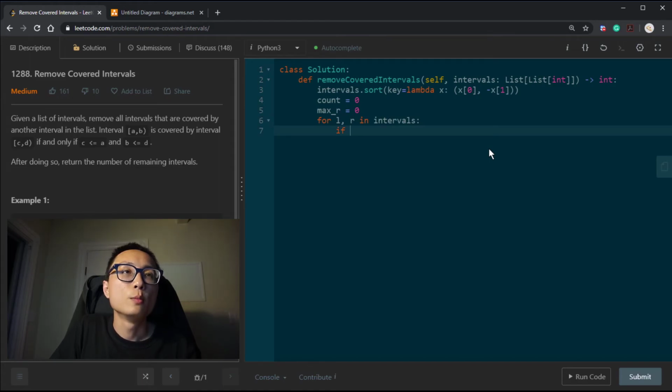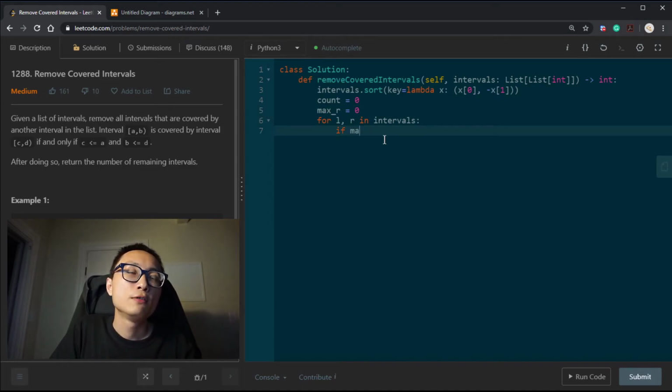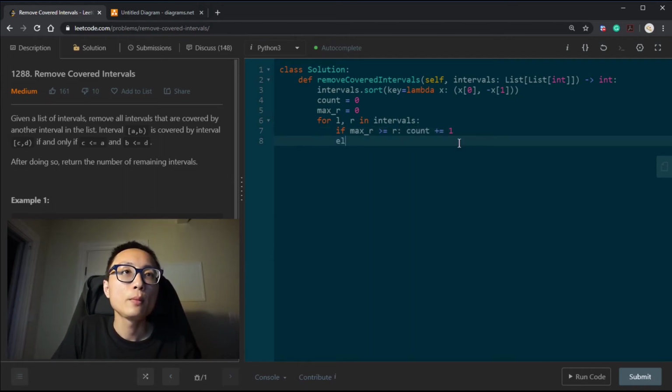So the test about covered now is only this part, B is less than or equal to D, because we're looking at this in the sorted order. It's guaranteed that we will always have the previous left to be less than or equal to the current left we're looking at. So all the test we need to do is test the right hand side with the previous maximum. So if the previous maximum is larger than or equal to the current one, then the current interval has to be covered by some prior interval. We just increment the count. Otherwise, we just do this update.